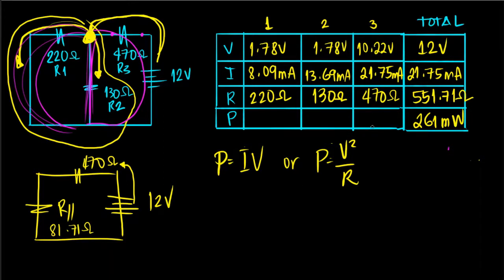And then for the R3, so medyo pa iso lang ko. So for R3, I have 10.22 times 21.75 milli. That is 222.24. Wait. Kadako. Yep. Milliwatts. Okay. Next, 1.78 times 13.69 milliamperes is 24.37 milliwatts. Okay. 1.78 kagamon sa ako nagi. 8.09 milliamperes is 14.4 milliwatts.